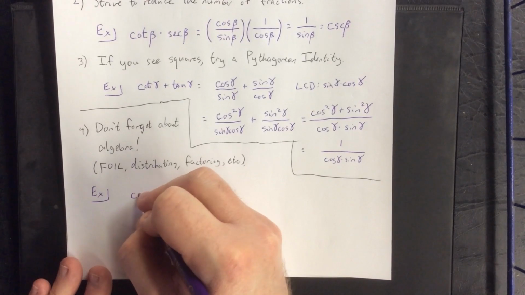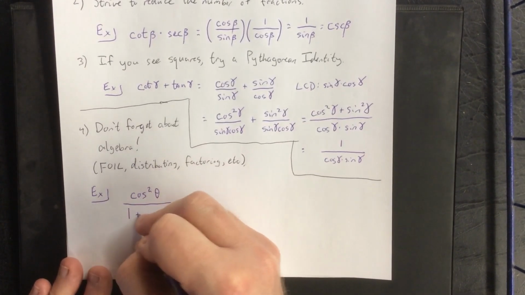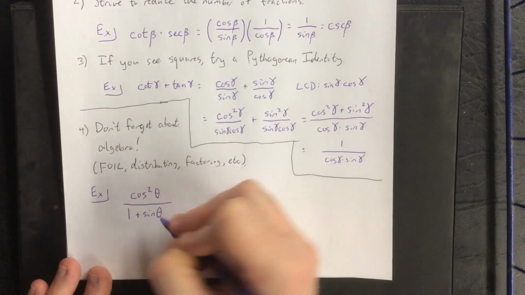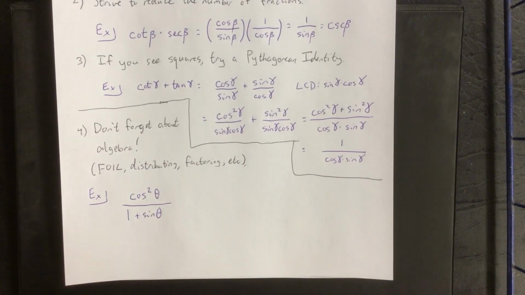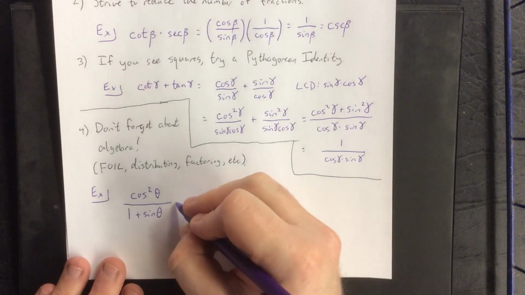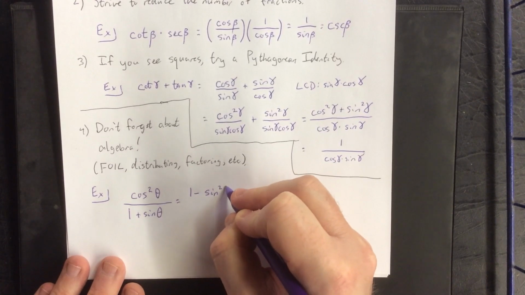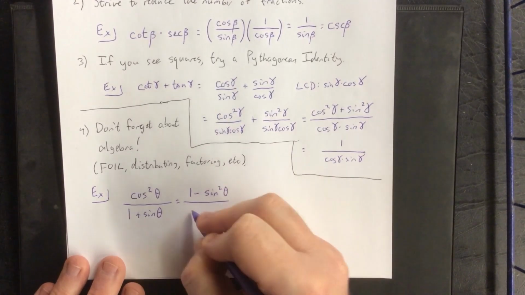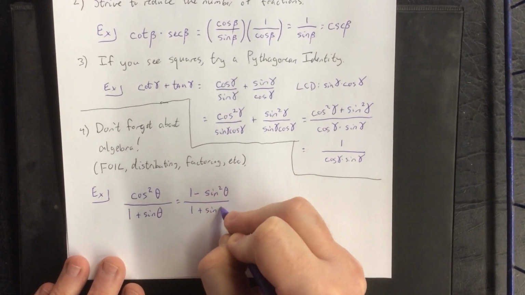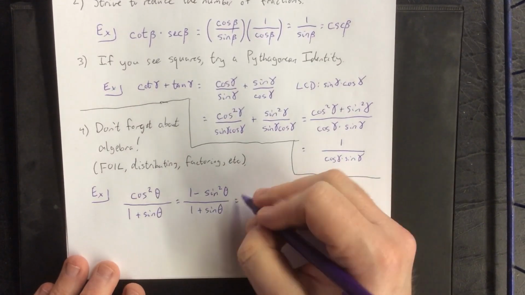if we had the cosine squared of theta divided by 1 plus the sine of theta. There is a Pythagorean identity for the cosine squared of theta, that the cosine squared of theta is equal to 1 minus the sine squared of theta. You'll notice that the numerator is now a difference of perfect squares. It is 1 squared minus the sine squared of theta.